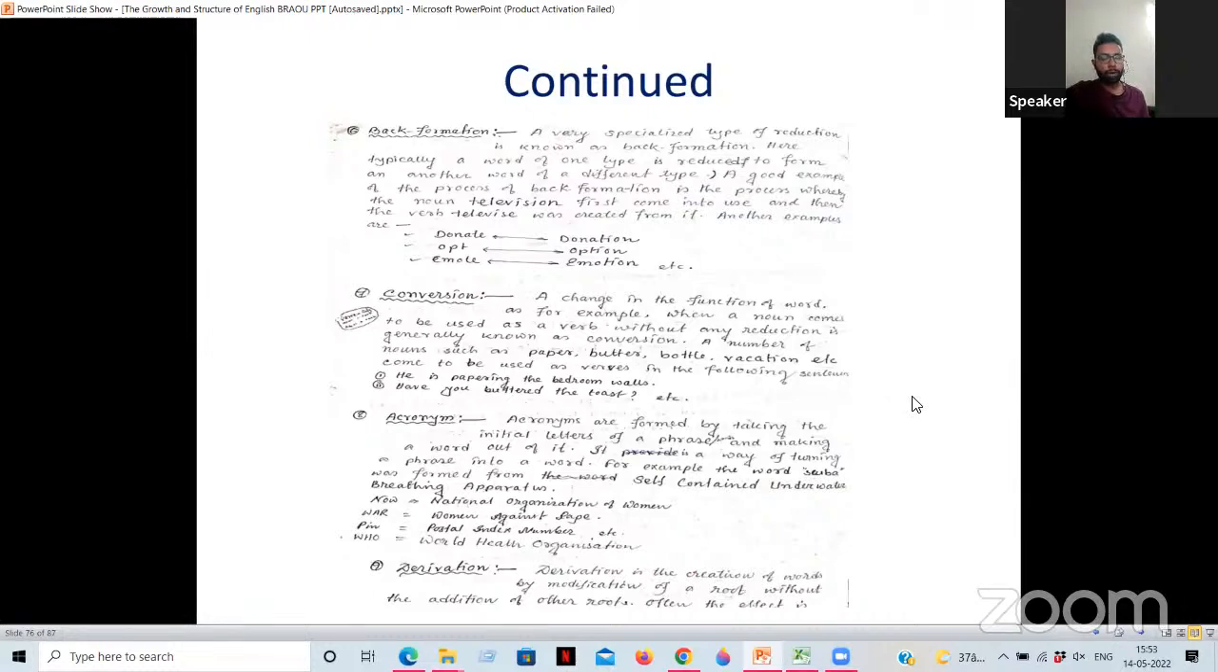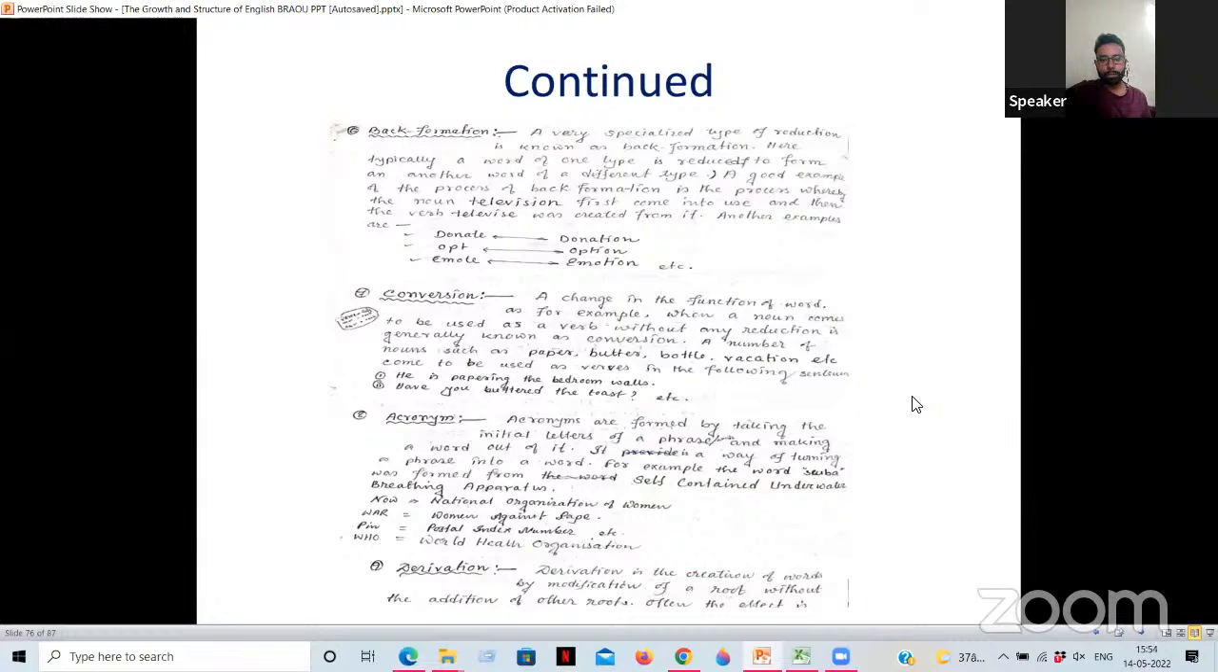For example, water and butter, these two words are nouns, but when we use them in other sentences to make some other words, we can make them verbs. So this noun will become a verb. For example, I am buttering my toast. So butter was a noun, but now it has become a verb.